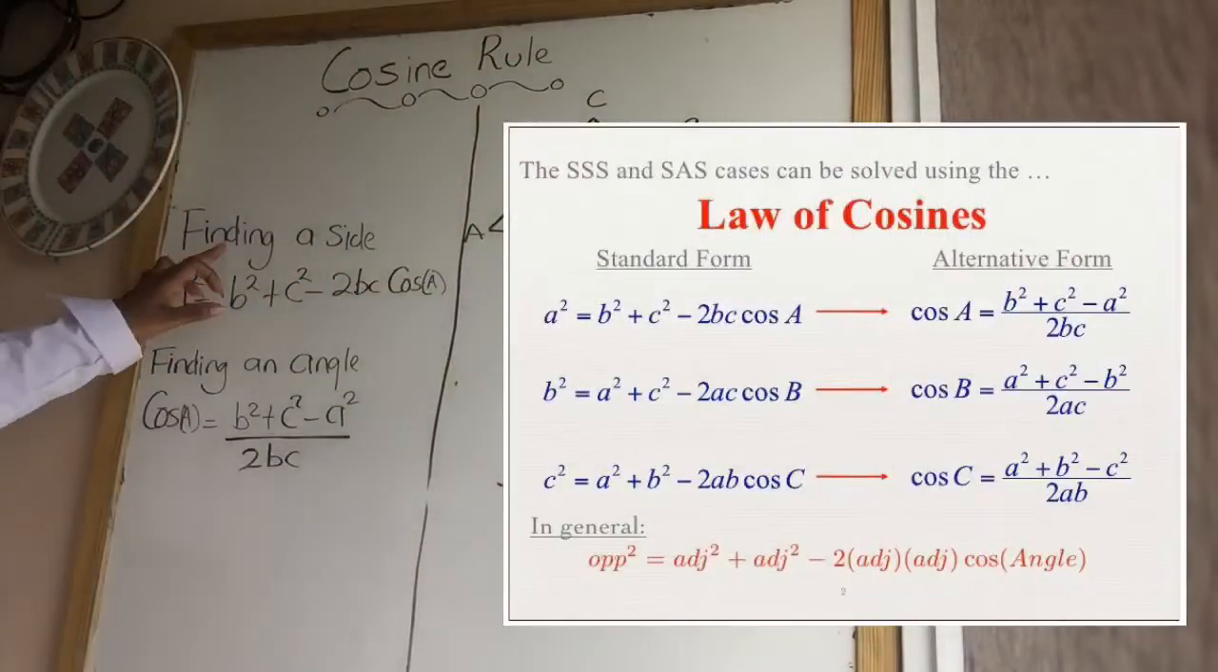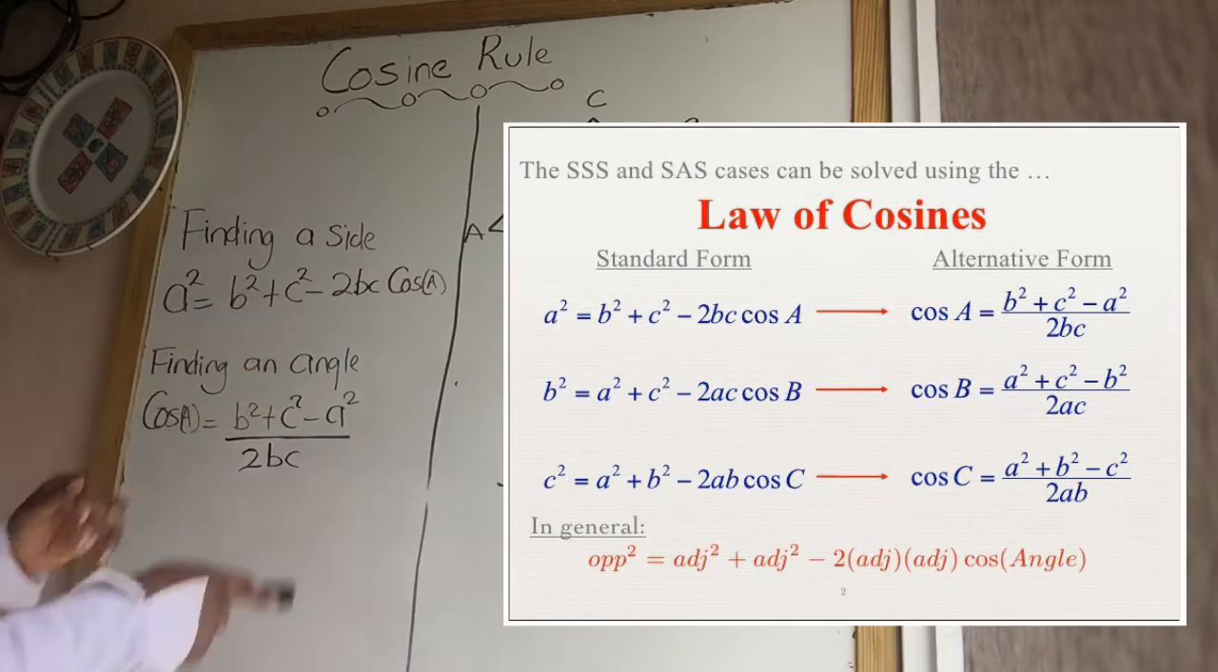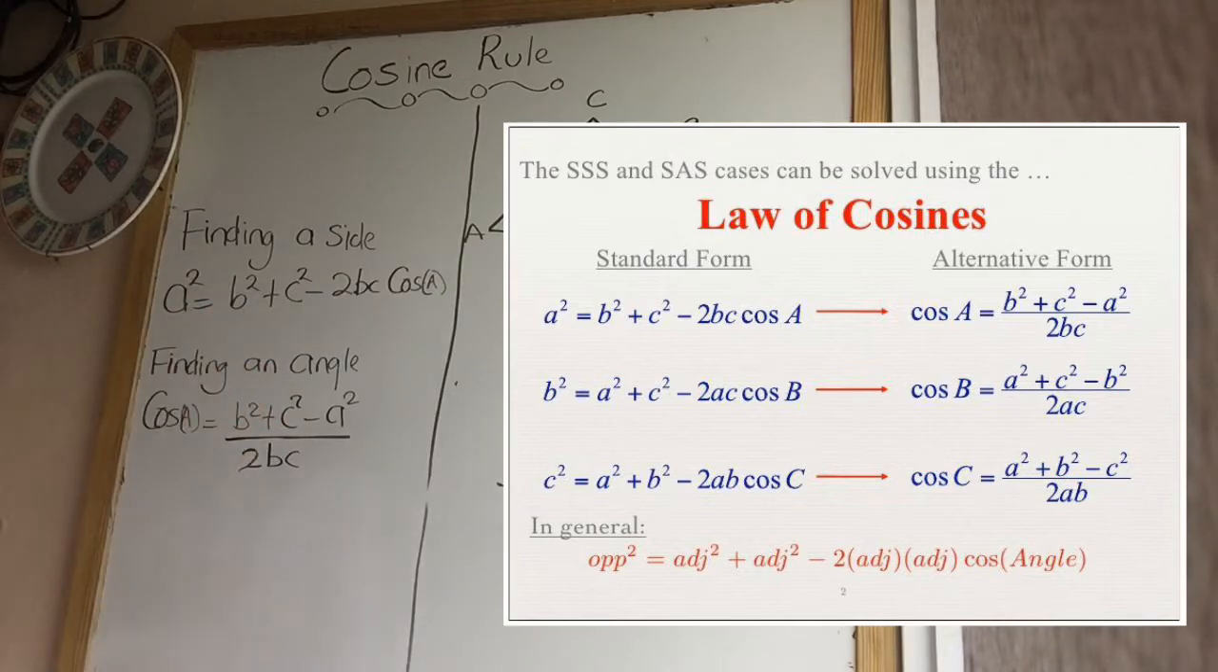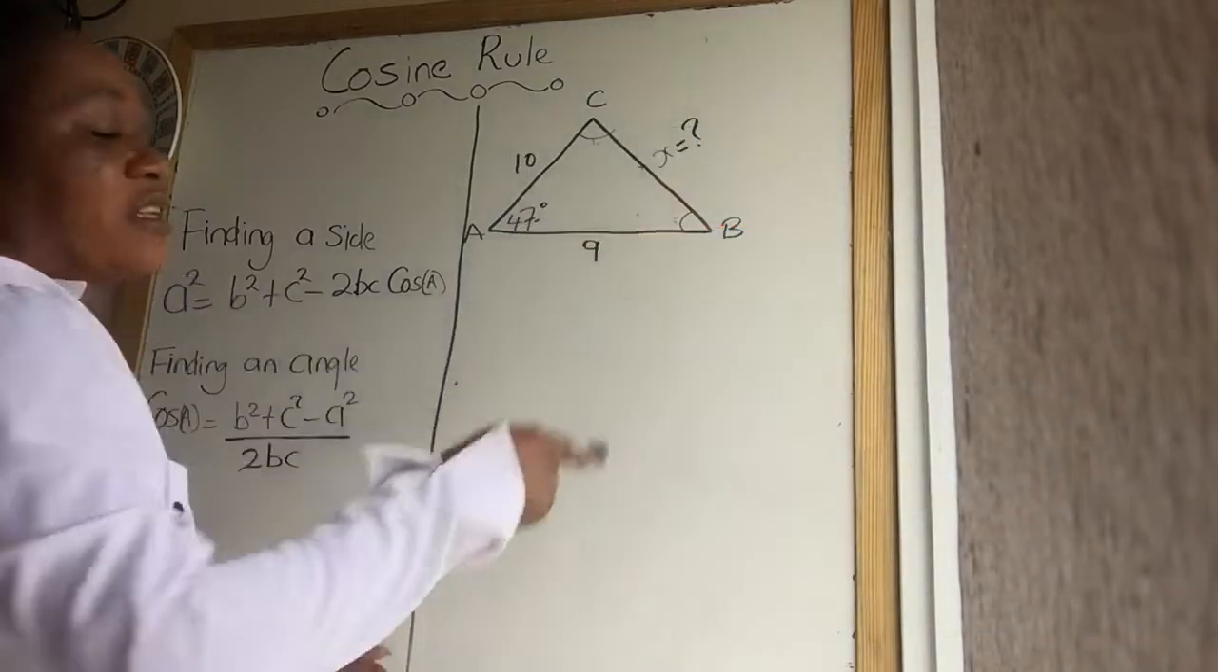Now in finding a side, a squared is equal to b squared plus c squared minus 2bc cos A. Finding an angle, cos A is equal to b squared plus c squared minus a squared, divided by 2bc.